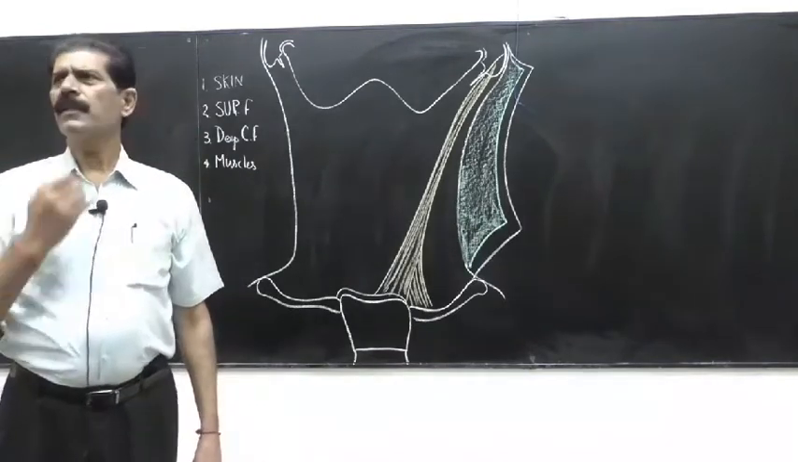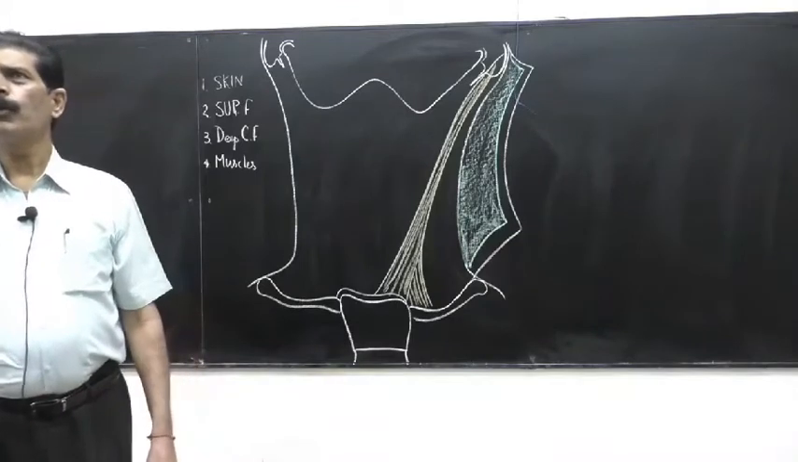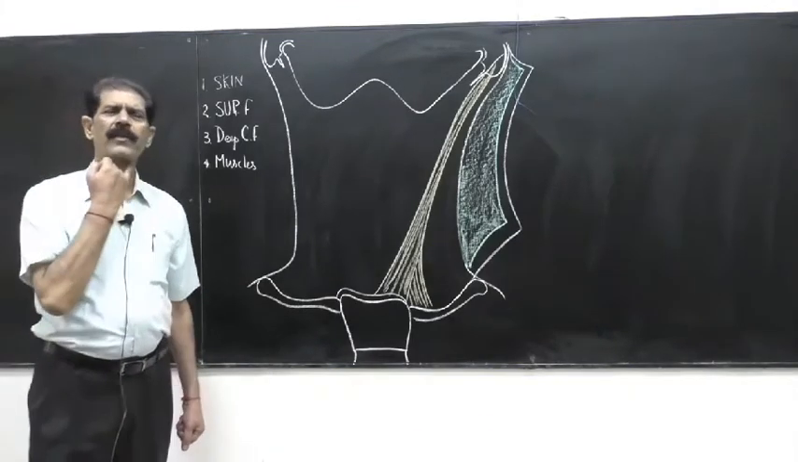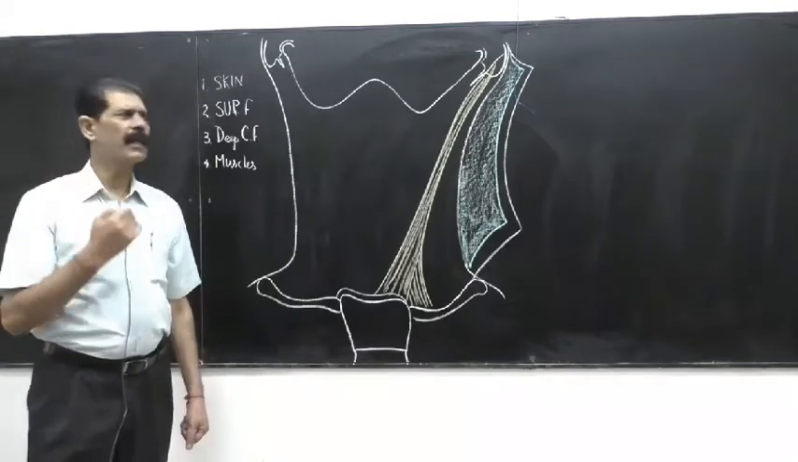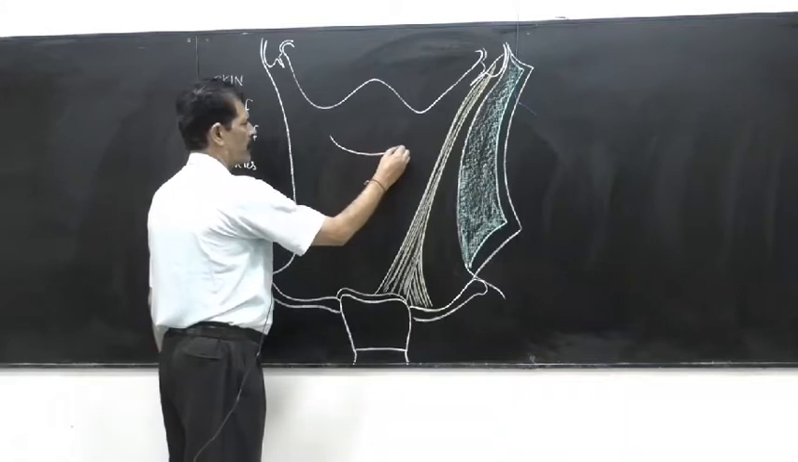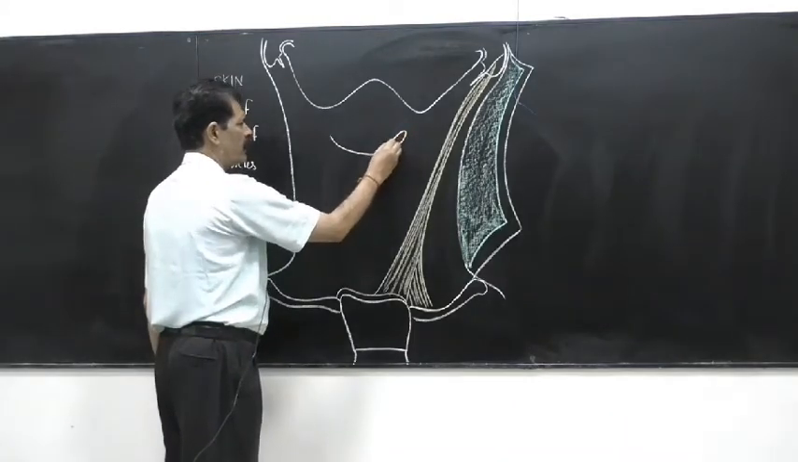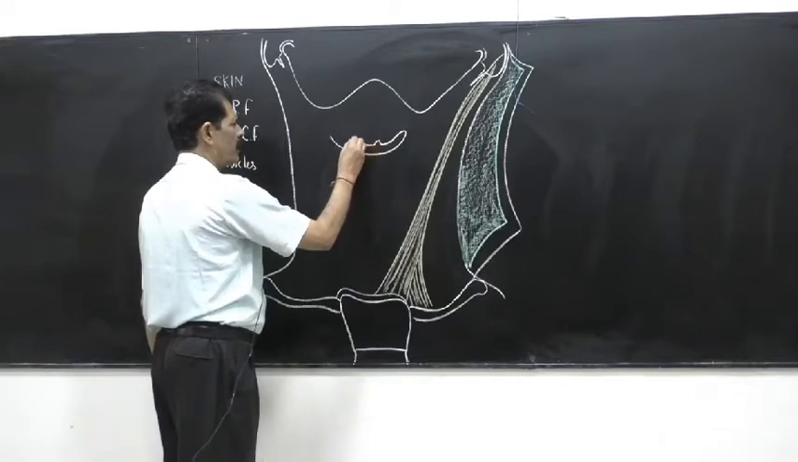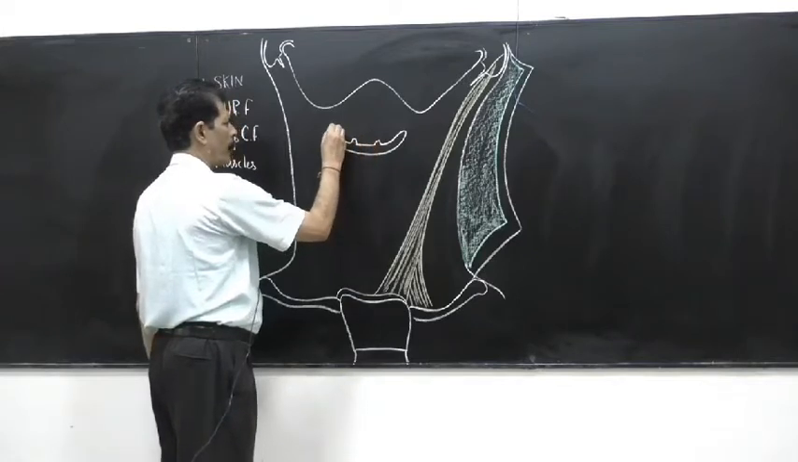So muscles in the anterior triangle are divided into two groups, suprahyoid and infrahyoid muscles, because of the presence of a U-shaped bone that is called the hyoid bone. It has the parts: the greater cornu, lesser cornu, and centrally the body of the hyoid bone.